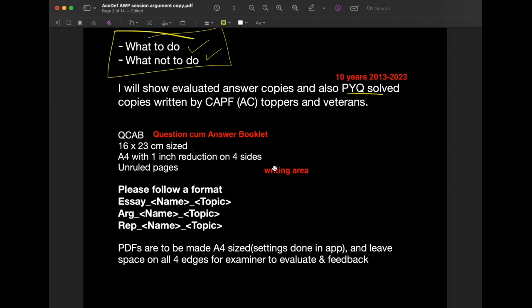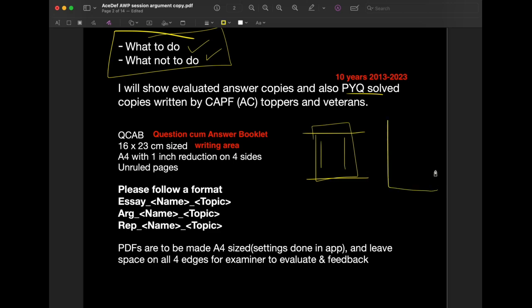Although the paper is of A4 size, it is slightly shorter than an A4 size, from what I have seen. On the top edges it is slightly smaller than A4, but the size is 16 by 23 where you write. I will show the sample of the QCAB. A4 page with 1 inch reduction on all 4 sides. So candidates who are writing the test series for evaluation or anything, leave 1 inch on all 4 edges so that the writing space itself falls into 16 by 23.